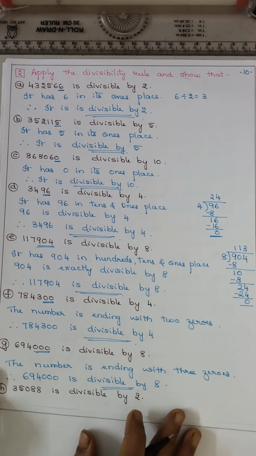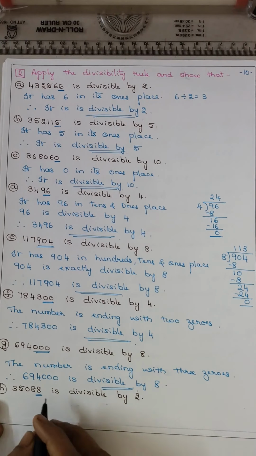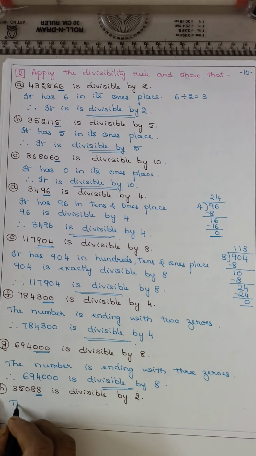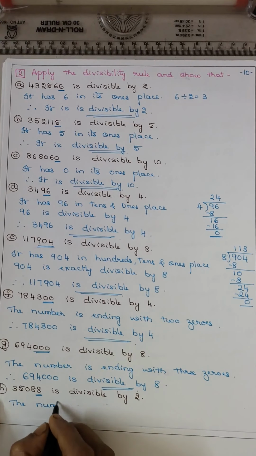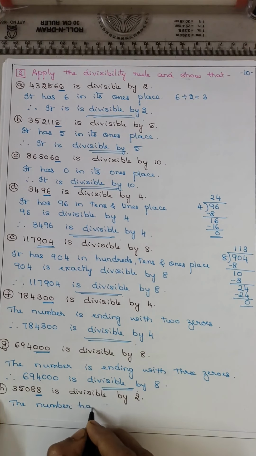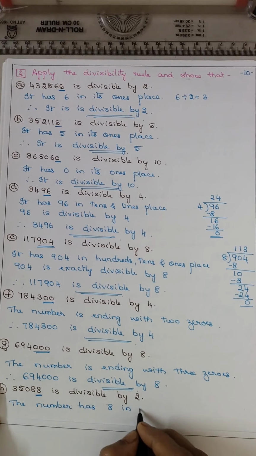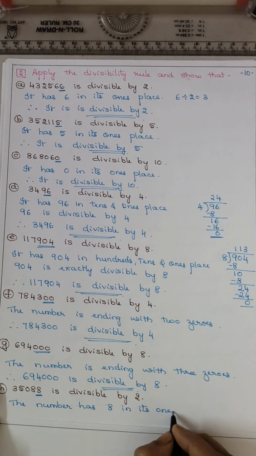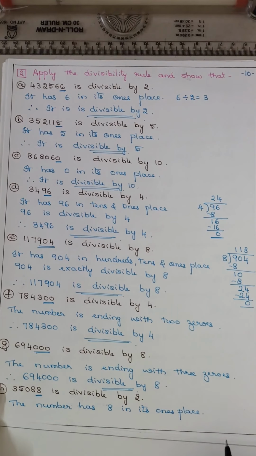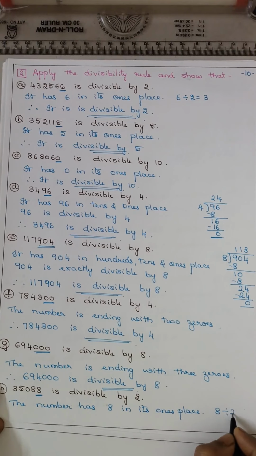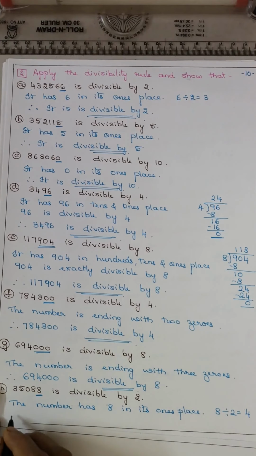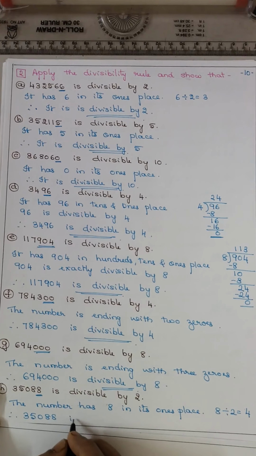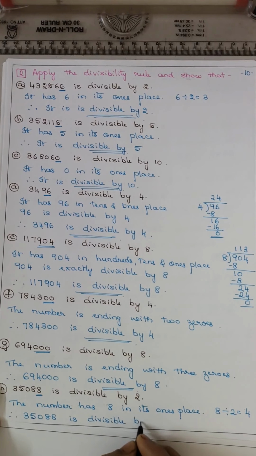Okay. Now it is divisible by 2. For 2, the last one digit. So the number has 8 in its ones place. 8 divided by 2 is equal to 4. Therefore 35088 is divisible by 2.